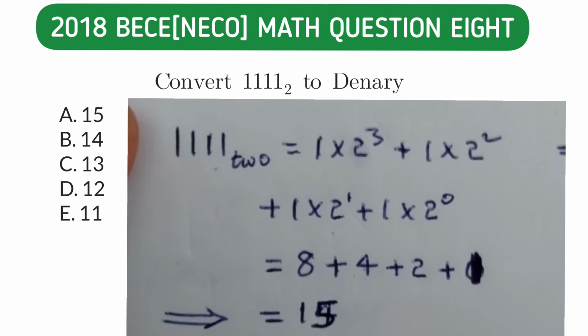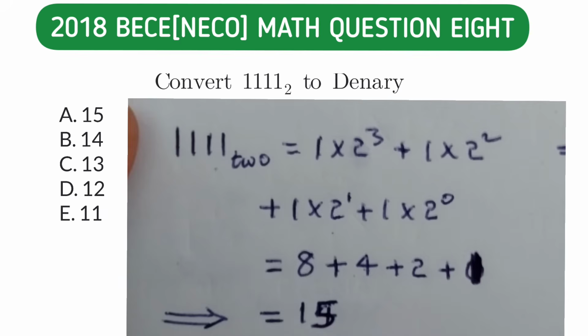So we have the options. I don't need to read that. Talking about denary, denary is called decimal. You can also call it a number in base 10. We have binary, which is base 2, but denary is base 10. So note that.